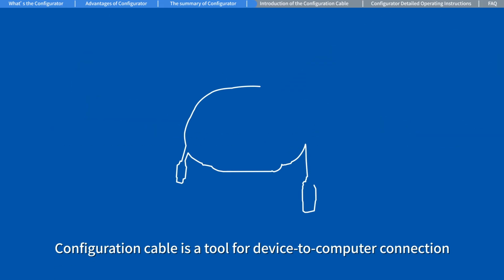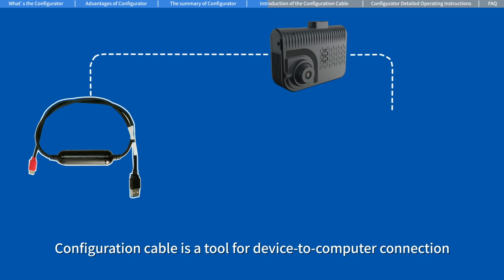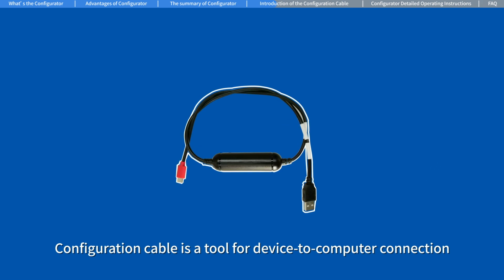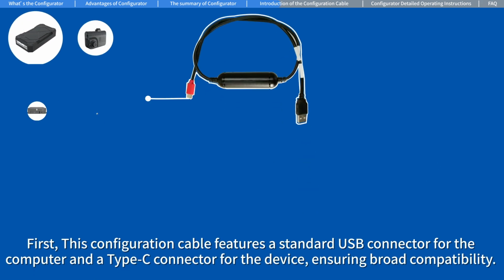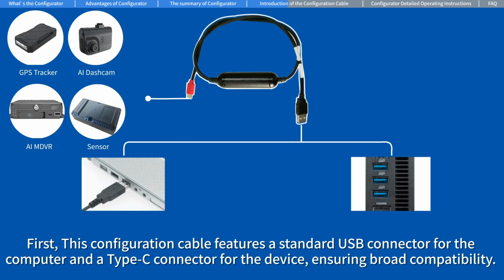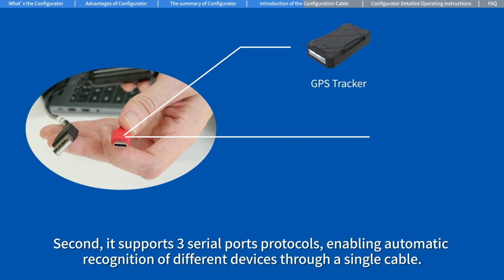Configuration cable. It's a tool for device to computer connection. First, this configuration cable features a standard USB connector for the computer and a Type-C connector for the device, ensuring broad compatibility. Second, it supports 3 serial port protocols, enabling automatic recognition of different devices through a single cable.